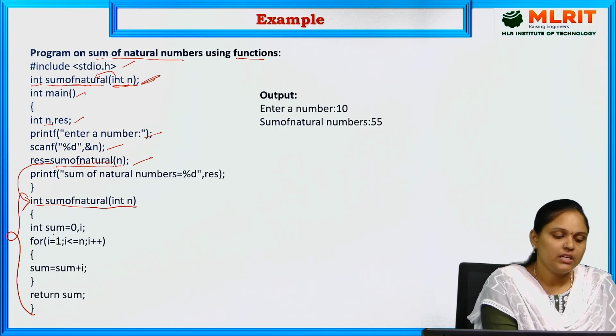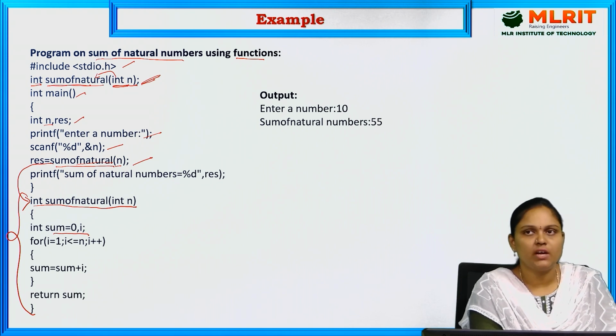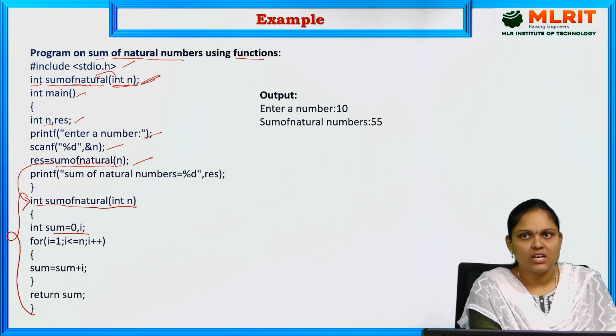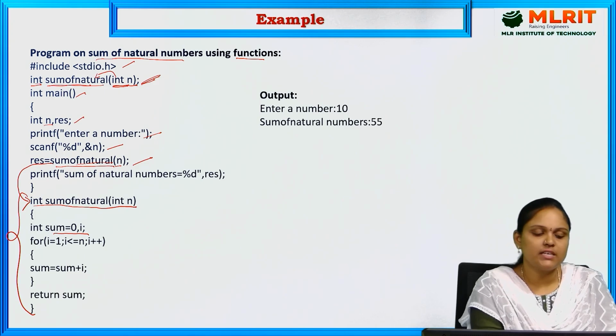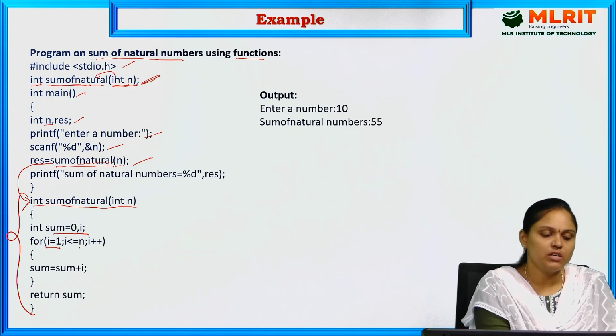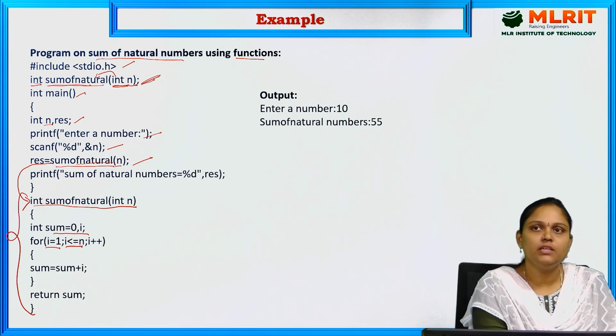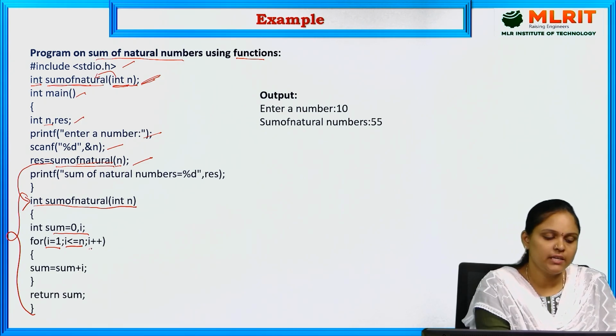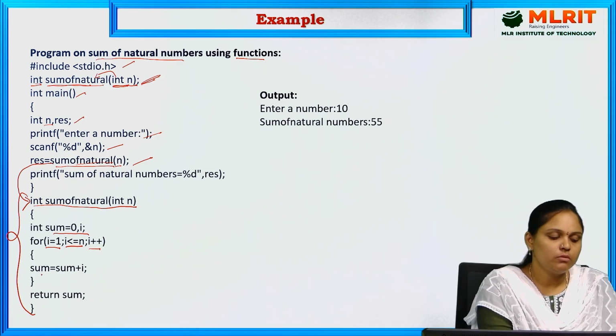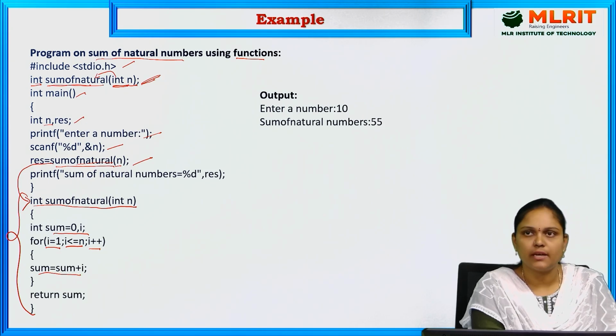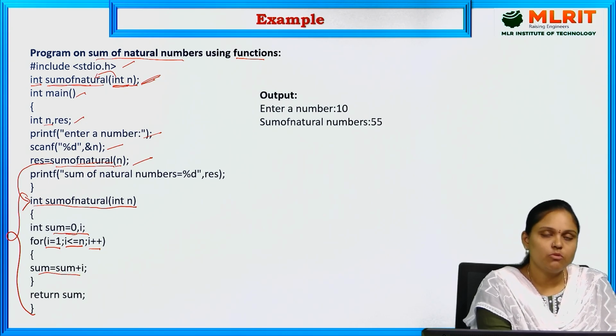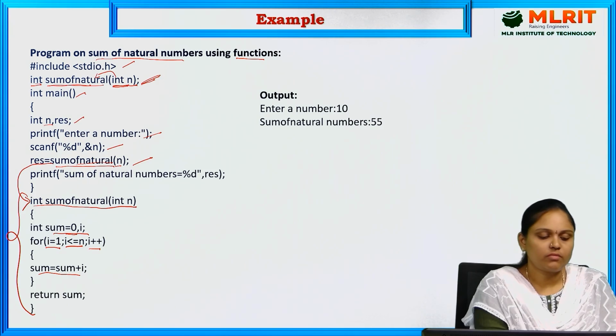Here we are declaring some variables, that is sum equals 0 and i. The task we are going to perform is the sum of natural numbers, the natural numbers starting from 1 to n. That is the reason we take i equals 1 and run this loop n times, incrementing i each time. Inside this for loop we have written sum equals sum plus i. Initially sum is 0, and to the sum value we add i. In every iteration, the incremented i value will be added to this sum.